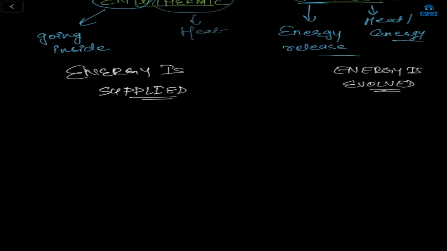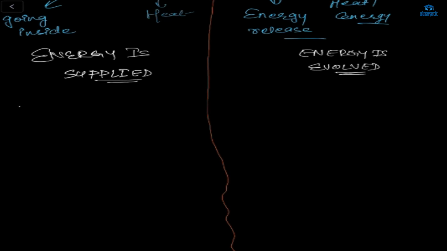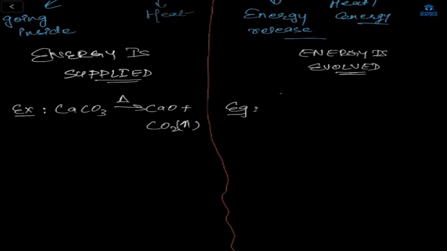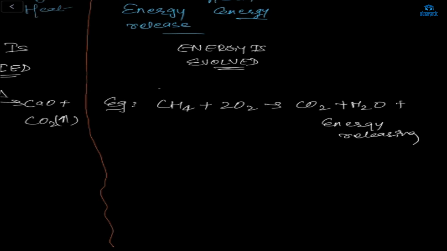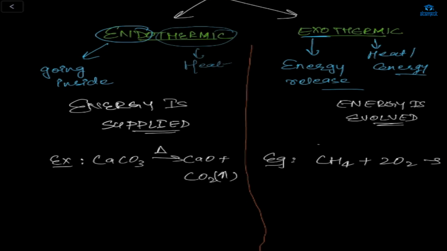So let me give you one example. It will be CaCO3 giving CaO plus CO2. Here, energy is supplied. The upward arrow is the symbol of gas liberation. Correct? And here is one example of exothermic: CH4 plus 2O2 gives CO2 plus H2O plus energy release. Means here my energy is releasing. Because it is exothermic, my energy will release. This is endothermic, my energy will be supplied.